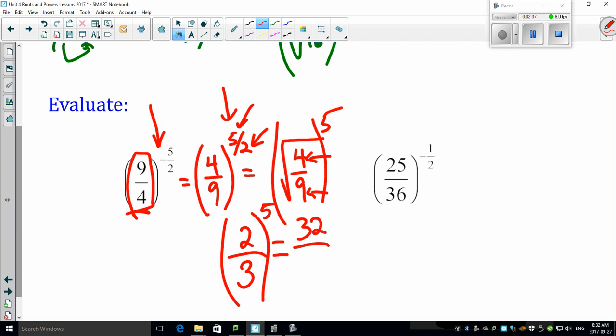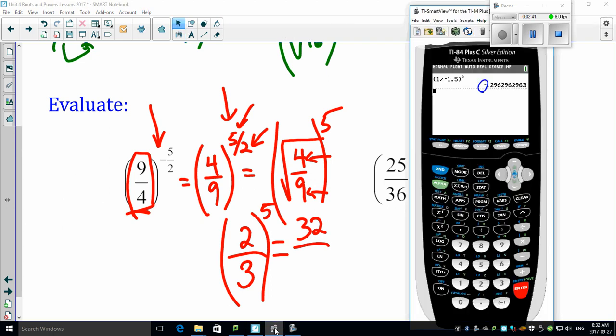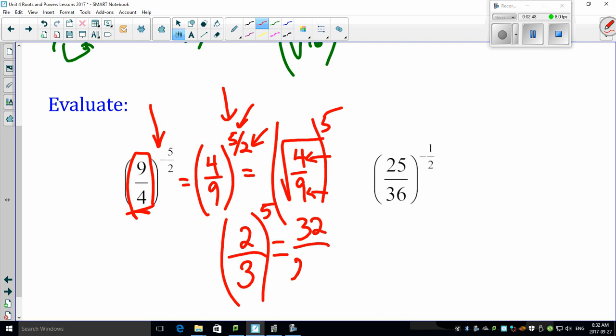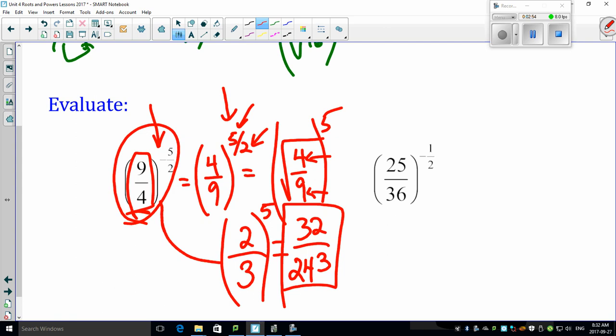There you go. Now, 3 to the 5 might be a little bit tougher, so I'm going to bring the calculator up for that one. 3 to the 5, there we go, is 243. So there's your answer. That is, 9 over 4 to the negative 5 over 2 actually becomes this guy right here. Let's do one more example and see how this works.